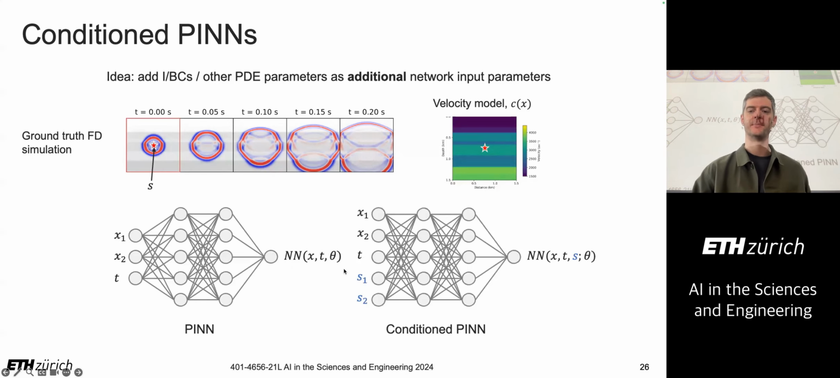This is how a conditioned PINN might work if we want to train the PINN to learn across one of the initial conditions. Say that we want to learn a model that is able to predict the output no matter where the source location is. What we would do is add the source location here, the X and Y coordinate of the source, as an input to the PINN. Once this neural network has been trained, we don't have to retrain it on a new source location. We can query it at any source location and it will give us a prediction of the solution.